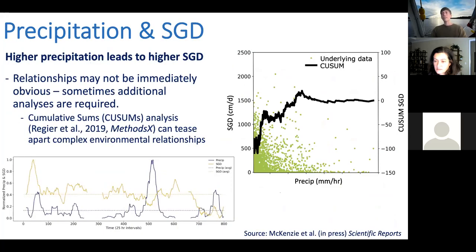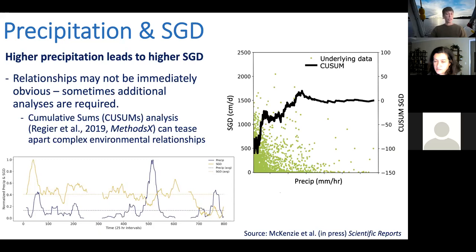And so I mentioned on the previous slide that it's sometimes difficult to tease apart these complex relationships between variables. And so here we used a cumulative sums, or Q-sums, analysis to demonstrate quantitatively that higher precipitation leads to an increase in SGD. And so the plot on the bottom shows precipitation in blue and SGD in yellow over time. And then from that, you can see the relationship maybe isn't as clear that an increase in precipitation would precede an increase in SGD.